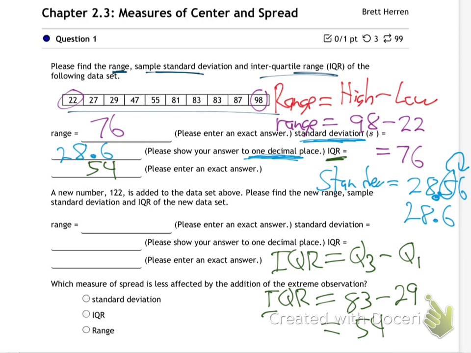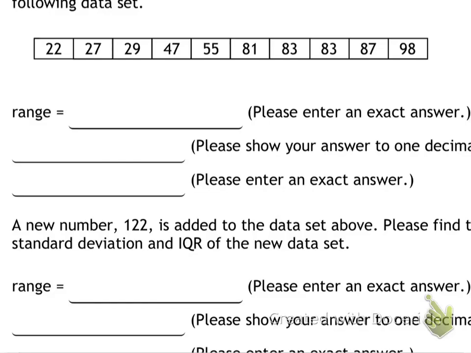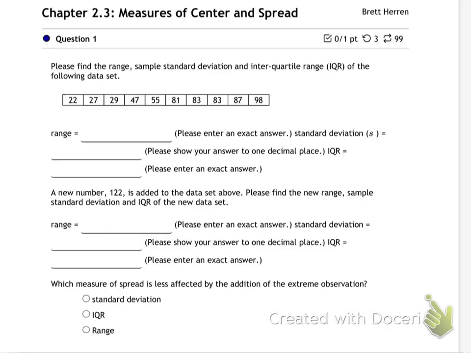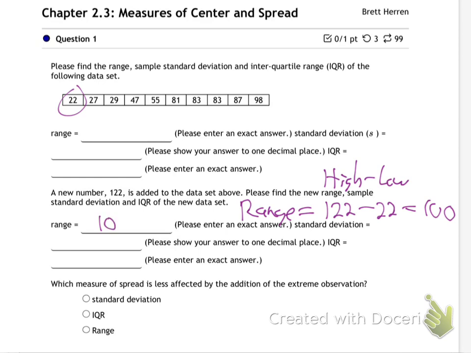I'm forgetting about that, huh? I'm going to go to a fresh screen here. So the range, let's do the range by hand. So the new high is going to be the 122, right? High minus low, 122, and the low is still 22. So the range is now 100. We just do that one by hand.